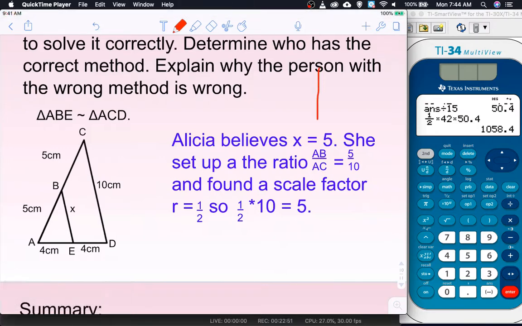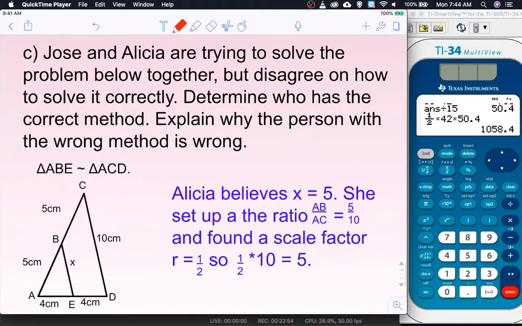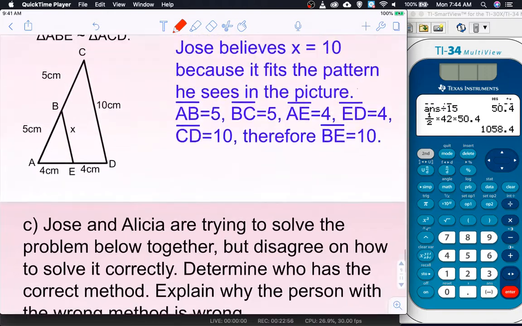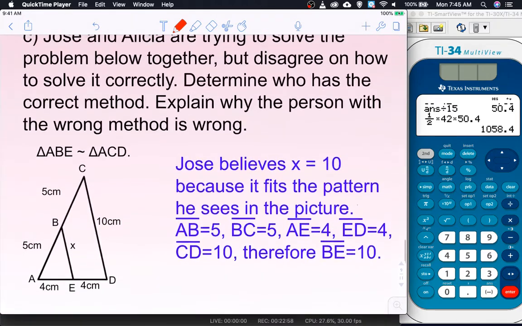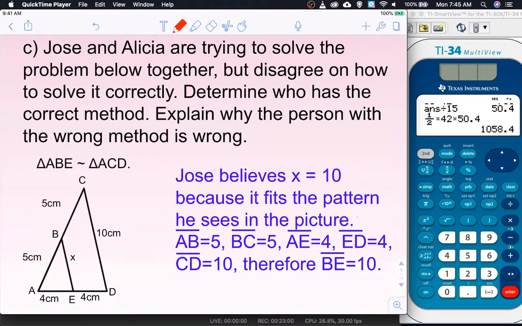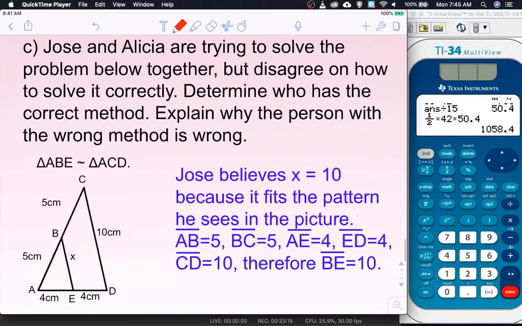So who do you think is right? Do you believe it to be Alicia or Jose, or maybe neither of them? So take a minute, pause the video. I'm gonna scroll back between Jose and Alicia here one more time in case you need to see it, and then figure out who you think is right and try to explain why the person you believe is wrong.